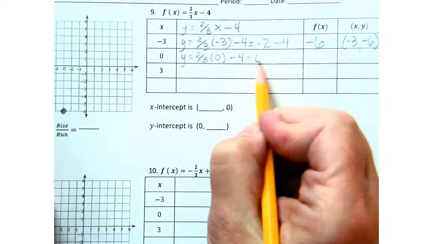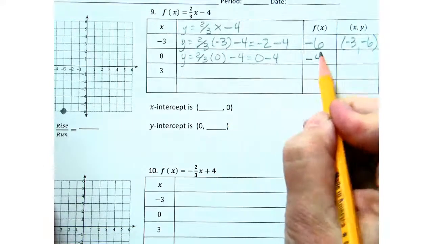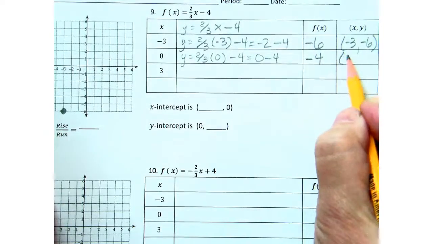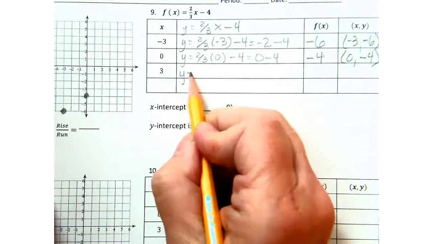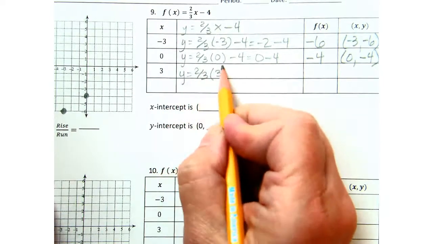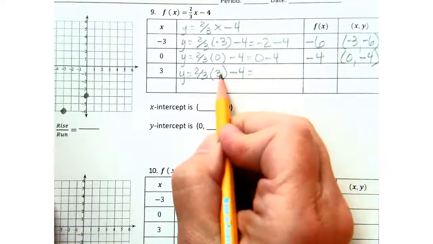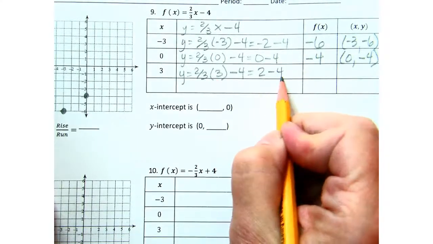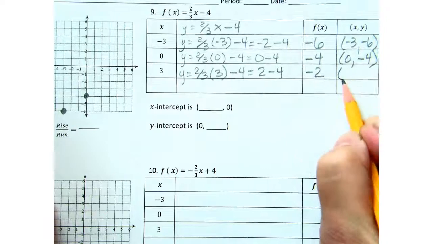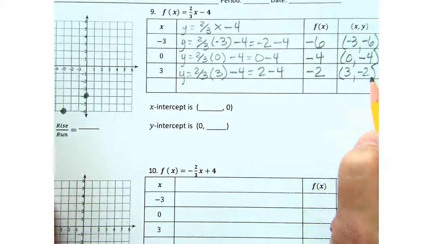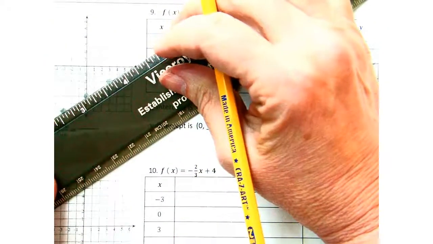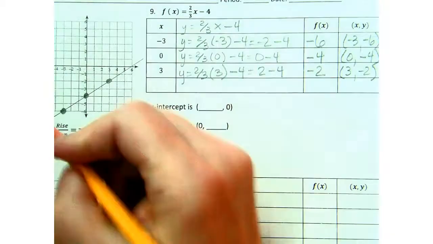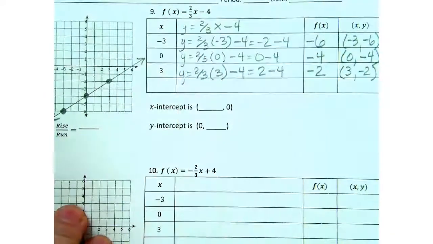This gives us 0 minus 4, or -4. Our second point is (0, -4). Graph this point. Finally, substitute 3 for x, for y equals 2/3 times 3 minus 4. This gives us 2 minus 4, or -2. Our last point is (3, -2). Graph this point. Use a ruler to draw a line through these 3 points. This line represents all the points for which y equals 2/3 of x minus 4.